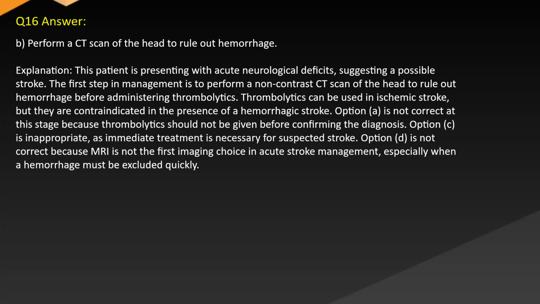Option A is not correct at this stage because thrombolytics should not be given before confirming the diagnosis. Option C is inappropriate as immediate treatment is necessary for suspected stroke. Option D is not correct because MRI is not the first imaging choice in acute stroke management, especially when a hemorrhage must be excluded quicker.